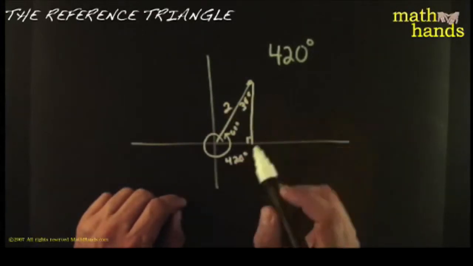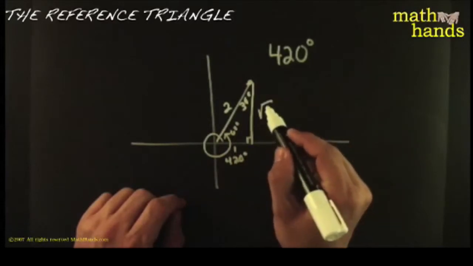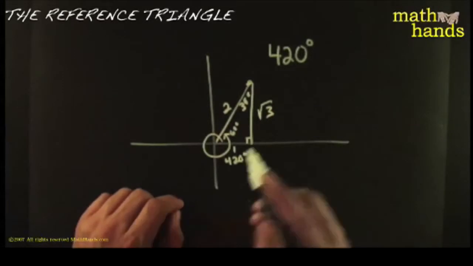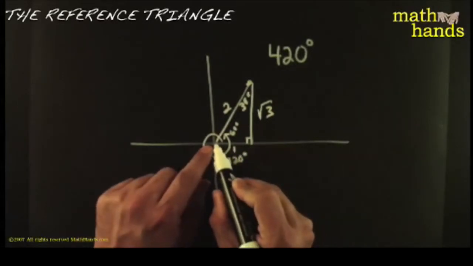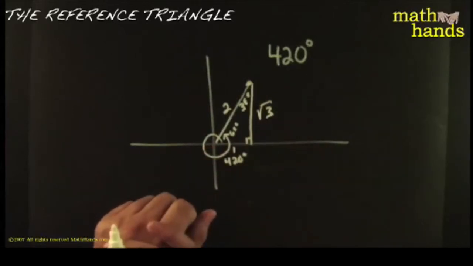You make this any length you want. Across from 30, you find the smaller one. Across from 60, you find the square root of 3 times the small one. You label the sides, the signs. To the right is positive. Up is positive. You're good to go.